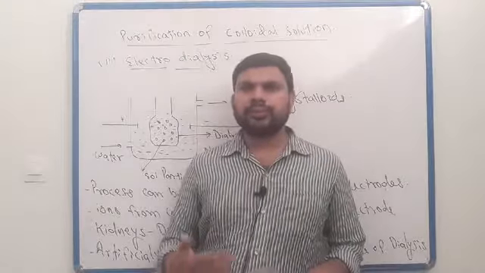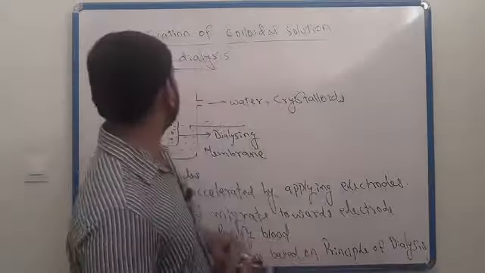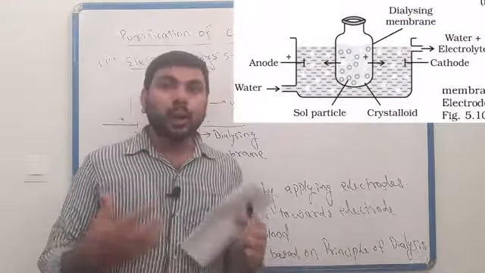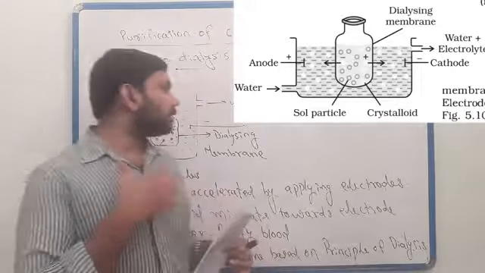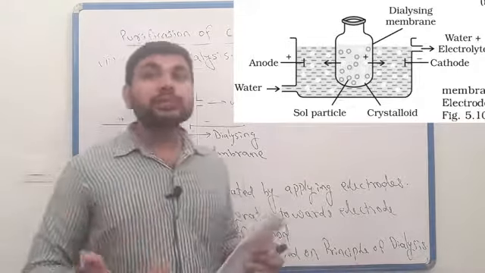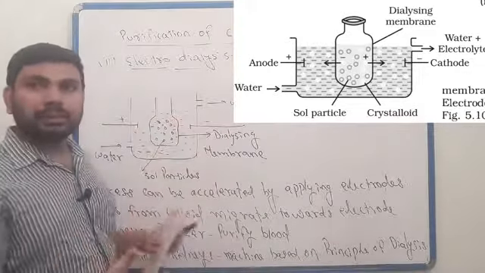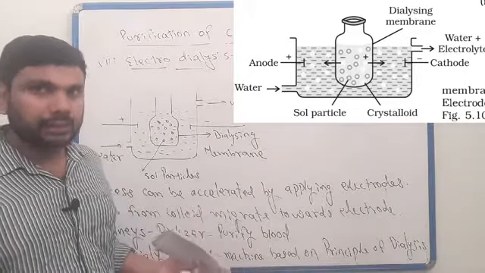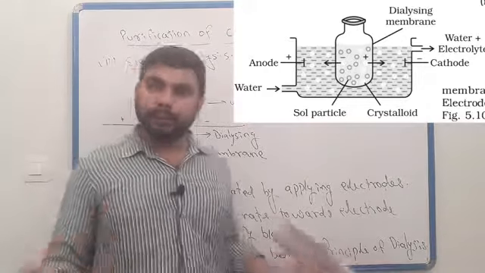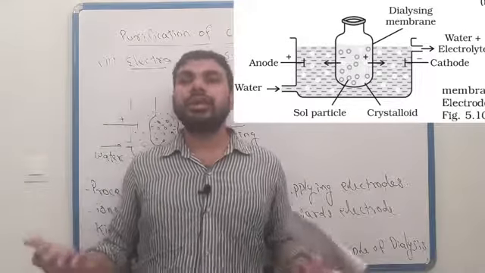Clear? So we discussed the first method to purify colloid, which is dialysis. Next we have to discuss the second method, electrodialysis. We know dialysis means all dissolved impurities pass out of the colloidal solution with water. We can accelerate this process by applying electrodes. Here positive and negative electrodes are applied. This is the colloidal solution, which contains many charged impurities, positively and negatively charged impurities.